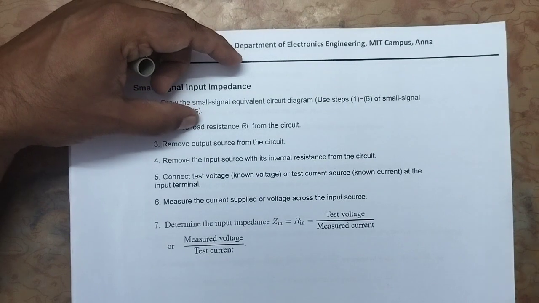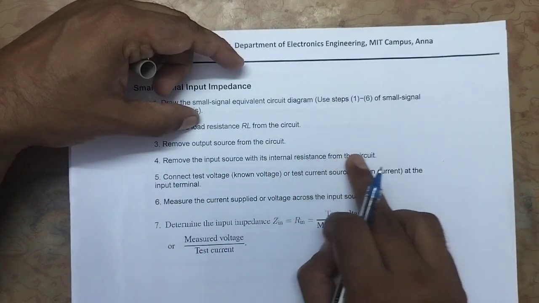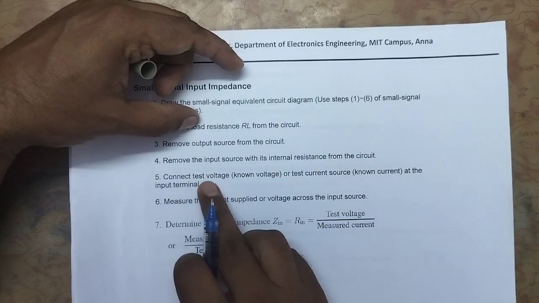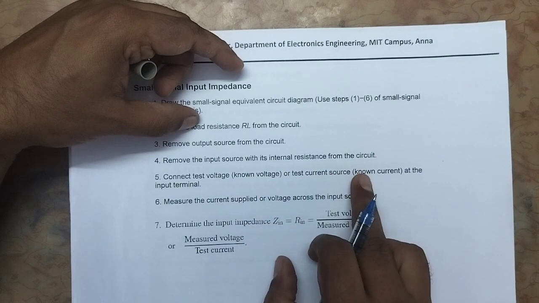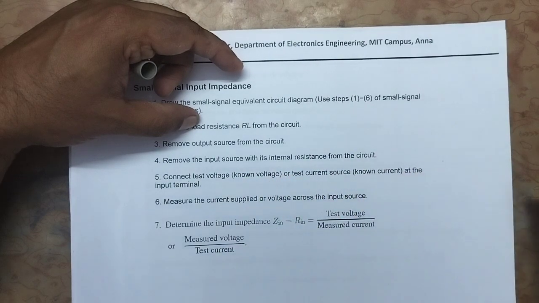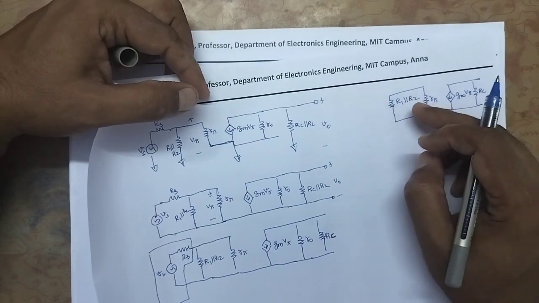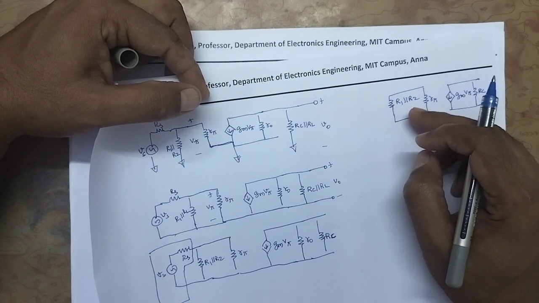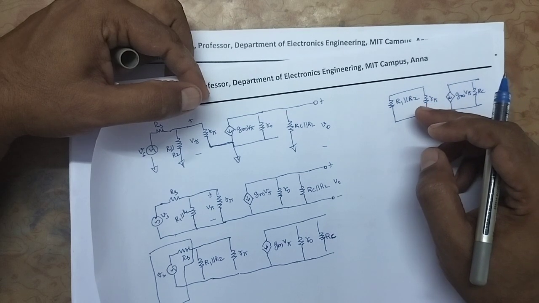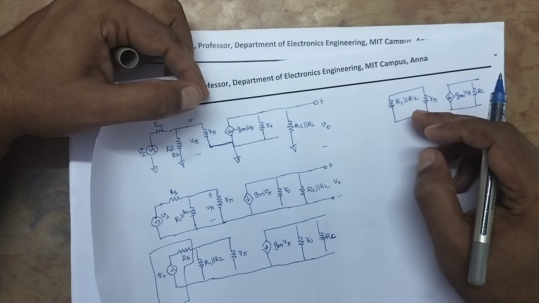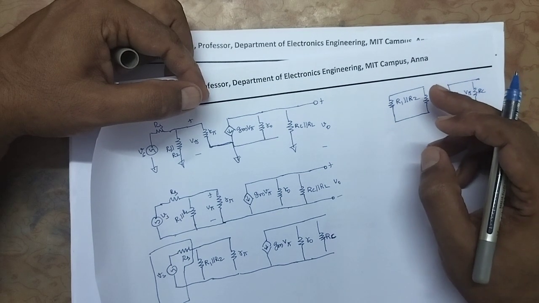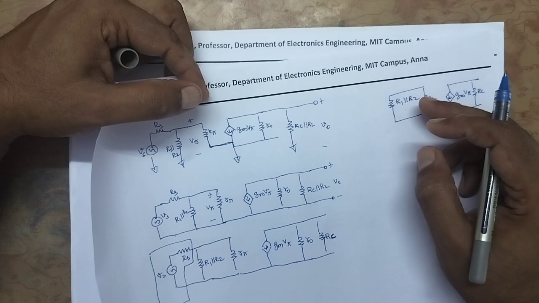So what next? I have removed the input voltage source with its internal resistance. The next point is to connect a test voltage or test current source at the input terminal. What is meant by test voltage or test current? Whenever we want to measure a resistance value using a multimeter, the multimeter has its own battery. The battery will supply the current.